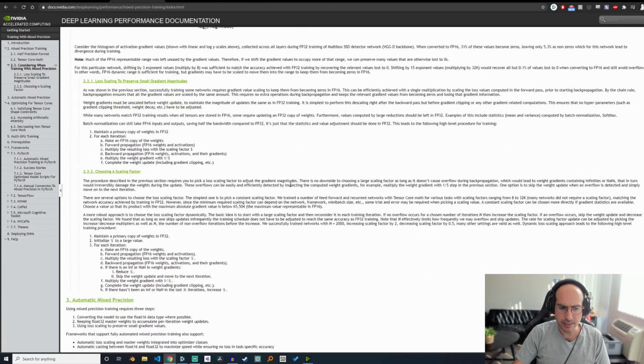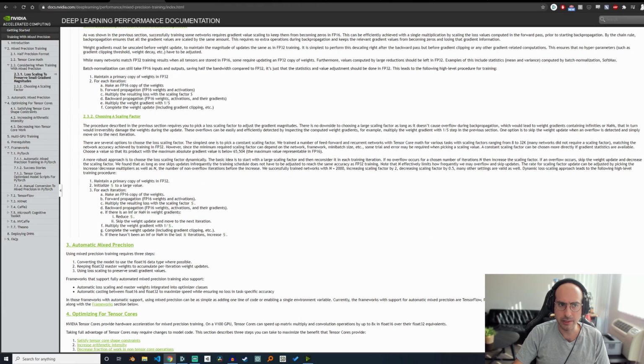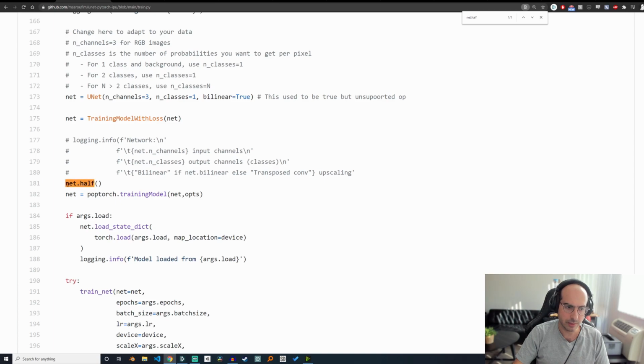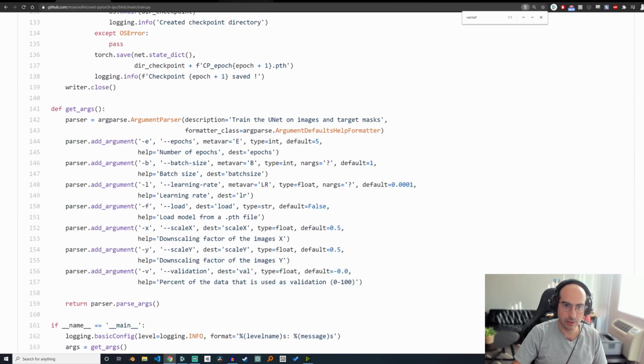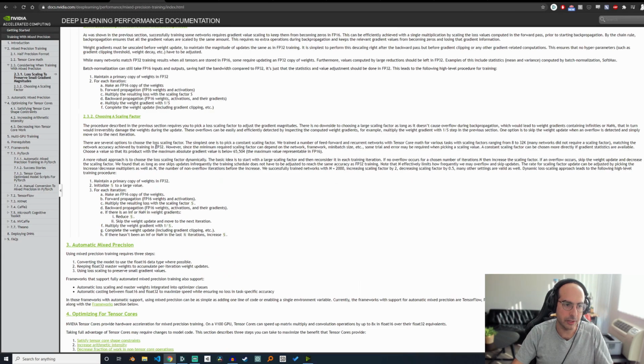And so, like I said, the main thing that you really need to worry about when you're programming this stuff is that you need to make sure that your model weights are half, and that your inputs are also half. But then there's still a subtle thing that you need to do here.